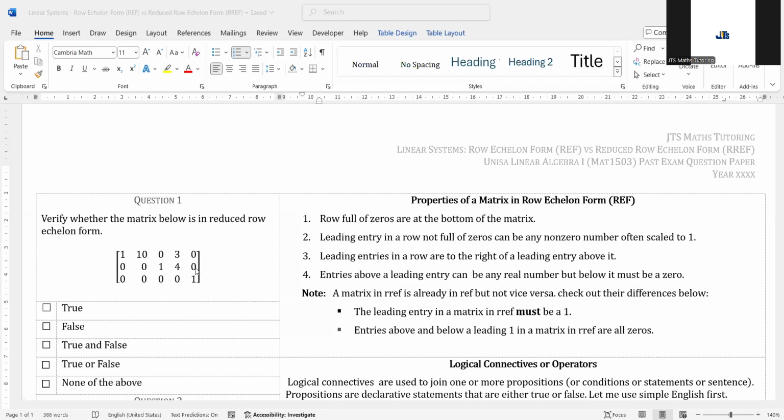Today, we are going to be looking at a matrix and ascertain whether it is in row echelon form or reduced row echelon form. I know we have already converted matrices into row echelon form and reduced row echelon form when we were working with some linear systems before.